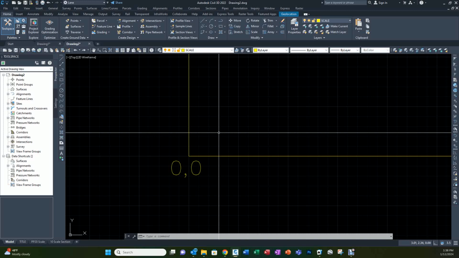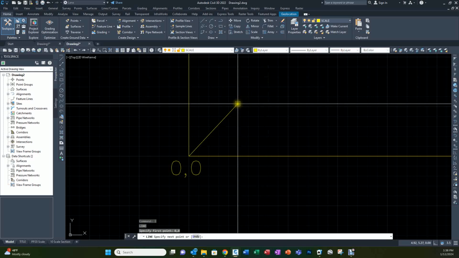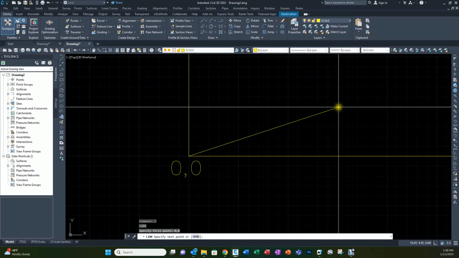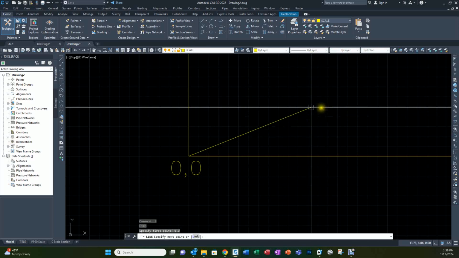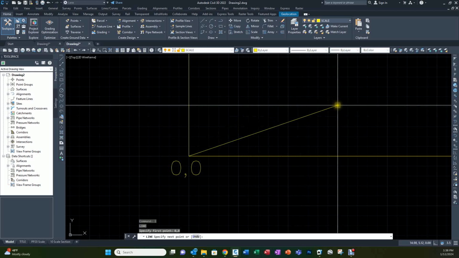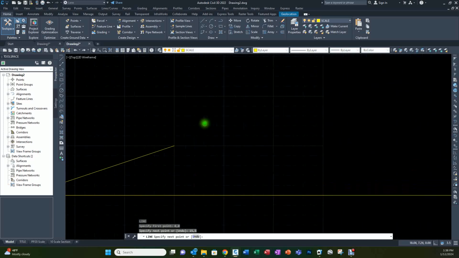So if I want to start a line command, I type in L and it says, where do you want to start? I say 0,0. Well, it's going to start here. And if I want to go 15,5, because each one of these major grids is 5, I'd go in the X direction first and then in the Y direction. And it would draw that right to there.